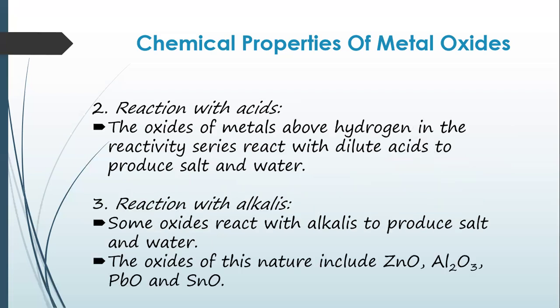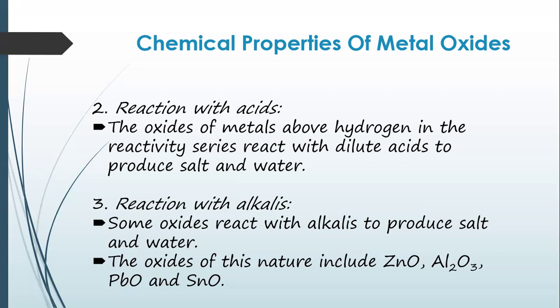The second chemical property is the reaction with acids. The oxides of the metals above hydrogen in the reactivity series simply react with dilute acids to produce salt and water. So these metal oxides react with any dilute acids, such as dilute sulfuric acid or dilute hydrochloric acid, to produce salt and water.